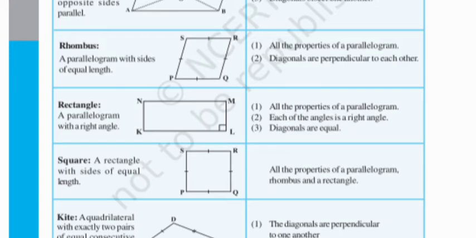Likewise, they have given for the rhombus with the equal length. Four sides are of equal length. Then the properties: all the properties of a parallelogram will be there. Along with that, diagonals are perpendicular to each other, which means they are perpendicular bisectors of each other. Then a rectangle is with right angles. Opposite sides are equal. All the properties of a parallelogram will be satisfied by the rectangle. Then each of the angles is a right angle. In a rectangle every angle will be 90 degrees.